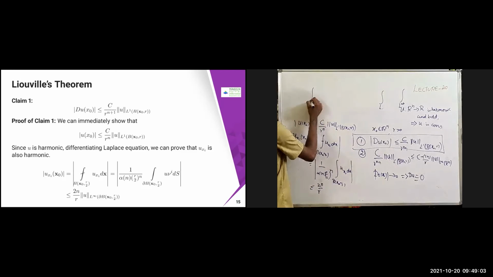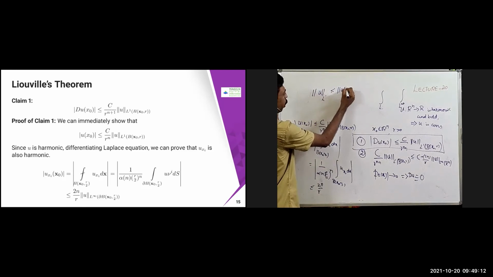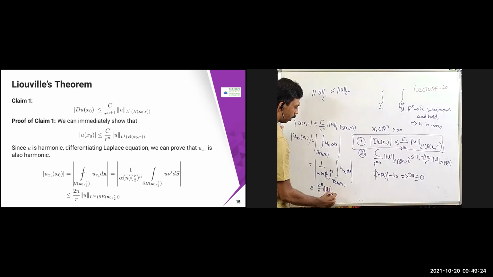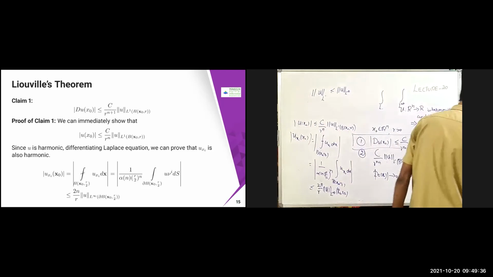So you can prove this one. You can prove that the norm of u in L1 is less than or equal to the norm of u in L infinity. This is going to be the maximum one, and this is going to be the least one. So from that, you are going to get 2n by r times the norm of u in L infinity of B of x naught comma r by 2, because this is nothing but the L1 norm. This is going to be straightforward.